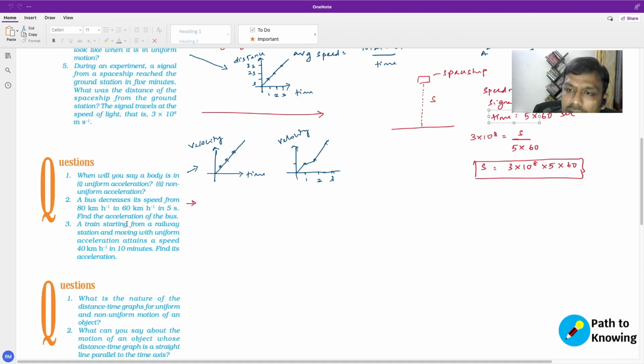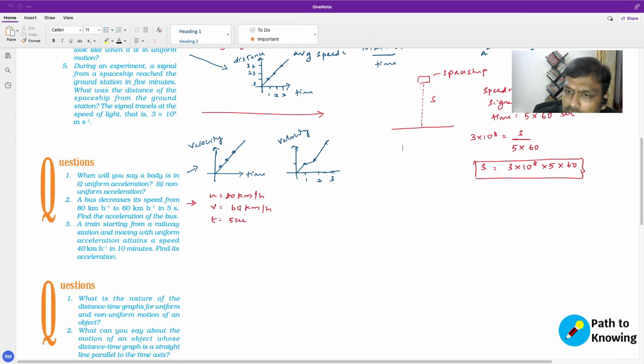Here we say that the bus was traveling at an initial velocity of 80 kilometers per hour. So let's take U as 80 kilometers per hour, and it reached a speed of 60 kilometers per hour. So let's take the final velocity or speed to be 60 kilometers per hour. Its speed actually decreased from 80 to 60 in 5 seconds. Right. So time is equal to 5 seconds.